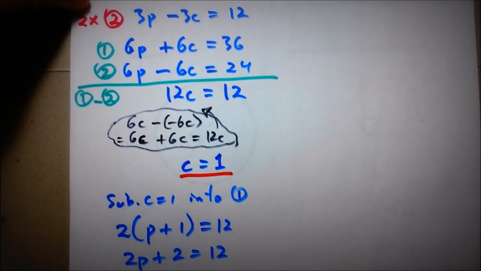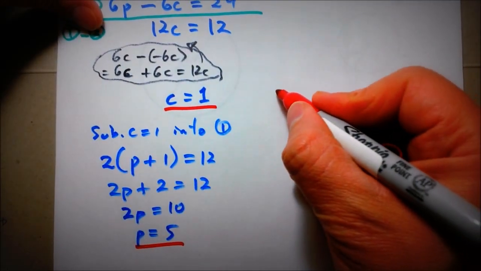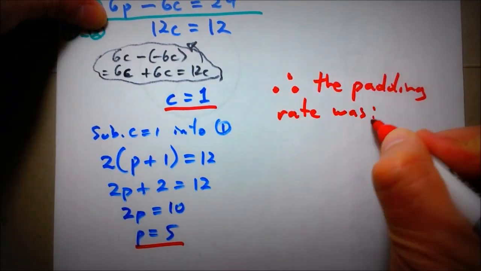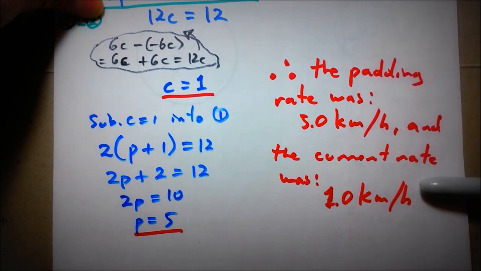And let's write down our conclusion here. So therefore, the paddling rate was 5 kilometers per hour, and the current rate was 1 kilometer per hour.